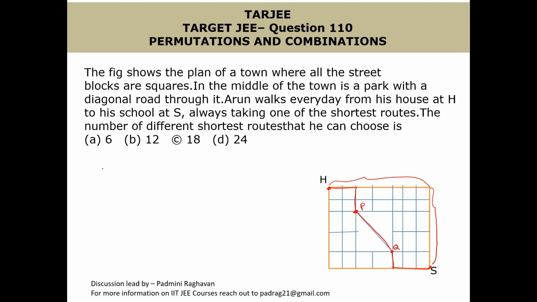Okay. So let us see. The number of ways of reaching H to P, his house H to the point P, one end of the diagonal of the park. For this, he has to cover 2 horizontal steps. Let me call the horizontal steps H, and then he has to cover 2 vertical steps. It can be like this, or he can go like this, or he can go horizontal, vertical, horizontal, vertical. These are the different ways. So it is like permuting the letters of the word HHVV, which is going to be 4 factorial by 2 factorial into 2 factorial, which is 6 ways.